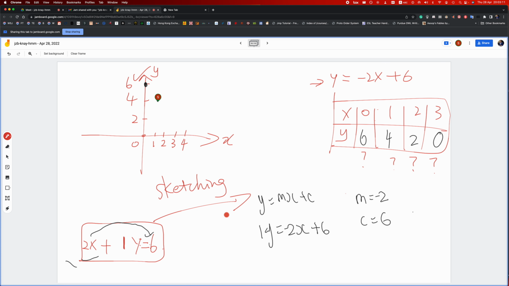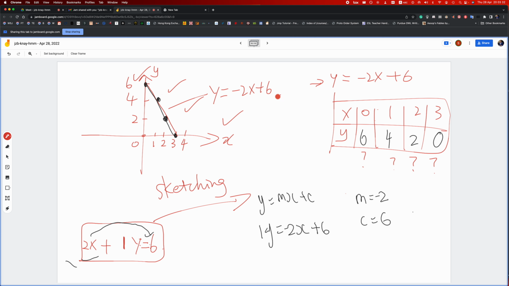First point is correct. Second point. Okay, correct. Third one. Correct. So we just link it up. So label this y equals, yes. Very good. So okay, so you know how to do it now?